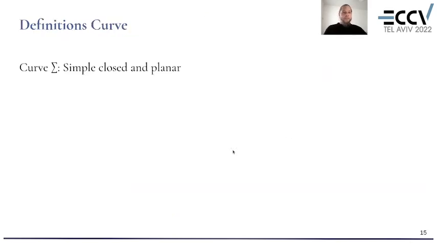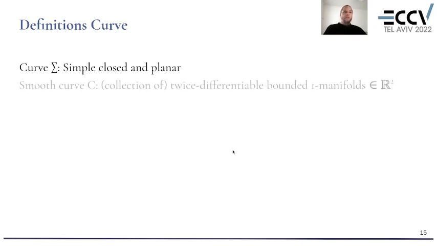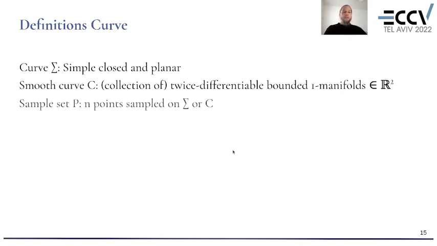Now for some definitions of a curve. So a curve sigma is simple, that means it's not self-intersecting, closed, not an open curve, and planar. We have a second definition which is relevant for sampling conditions, and it has to be smooth. It can be a collection of, so it can be multiply connected, twice differentiable bounded one manifolds in the plane. Then we define sample set P, so this is a number of n points which are sampled on either sigma or C, and based on these samples we will reconstruct the curve.